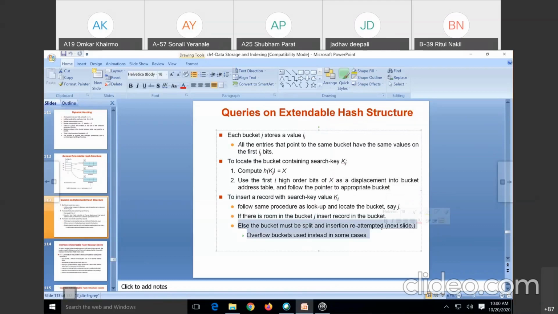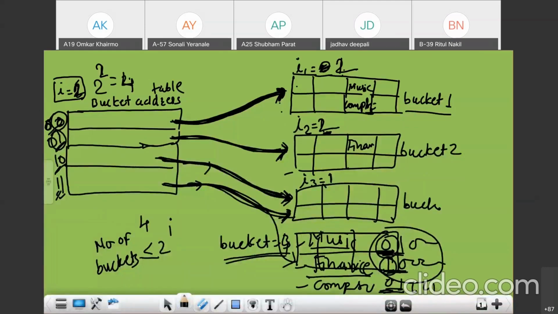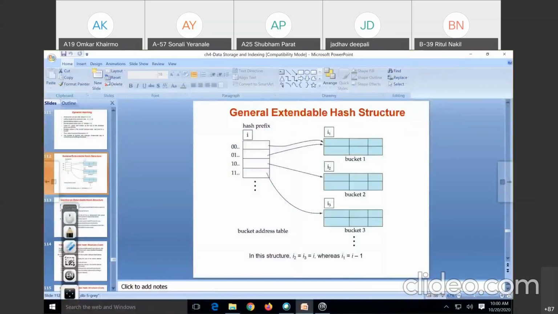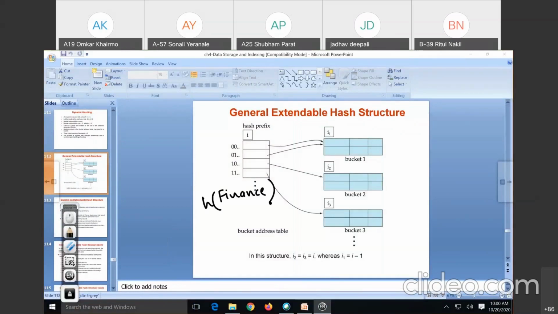For example, in this case, suppose I want to insert a record with finance as the search key, and then compute the hash function. It gives suppose some value 0, 0, 1, 1, 0, 0, something. i is equal to 2. So follow the first 2 bits pointer. Is it visible, whatever I have written on the PPT? Otherwise all will be wasted. Yes or no? Is it visible?